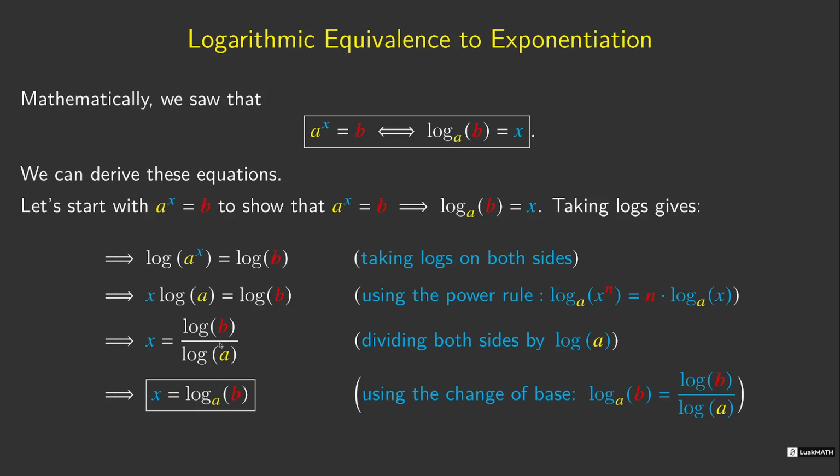And now look, I can rewrite this part of the equation using the change of base formula. Remember the change of base from the table. Log of b to base a is the same as log of b divided by log of a. And can you recognize this equation right here in the box? It's exactly the same as what we have here. So what we have shown so far is that we started here and we showed the forward arrow. So this is saying that a to the x equals b implies that log of b to base a equals x. So that's good.